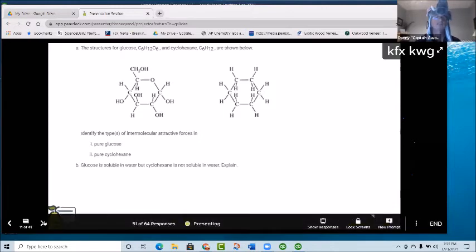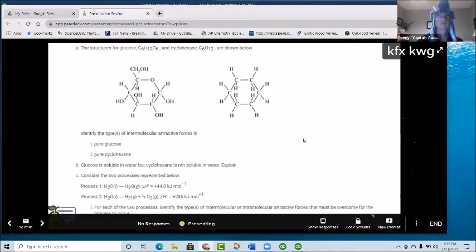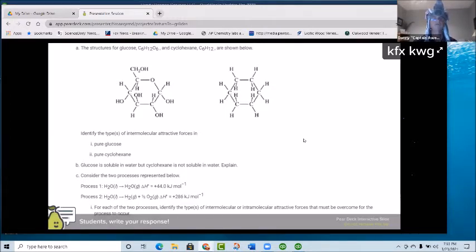Let's see where the question went next. Consider the two processes below. So water liquid turning into water gas, and water liquid turning into hydrogen and oxygen. So that's the difference between 1 and 2. For each of the two processes, identify the type of intermolecular or intra, that means within, intramolecular attractive forces that must be overcome for the process to occur.